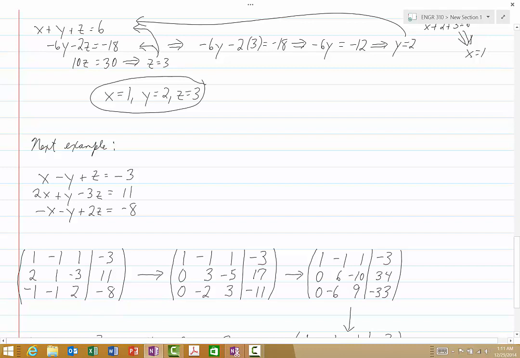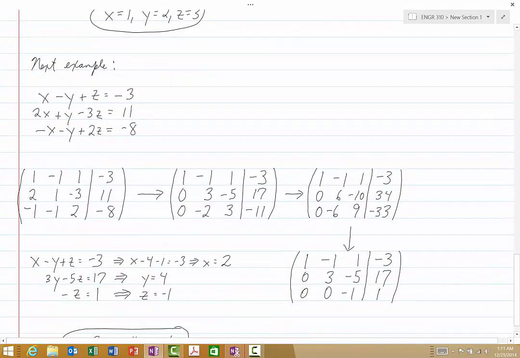but then that would introduce fractions into the augmented matrix. And so instead, what I've decided to do here, notice that the first row is exactly the same, but I've multiplied the second row by 2 to get 0, 6, negative 10, 34. And I've multiplied the third row by 3 to get 0, negative 6, 9, and negative 33. And then in going from here to here, I've done two things. First of all, the first row is untouched. So you can see it remains at 1, negative 1, 1, negative 3.